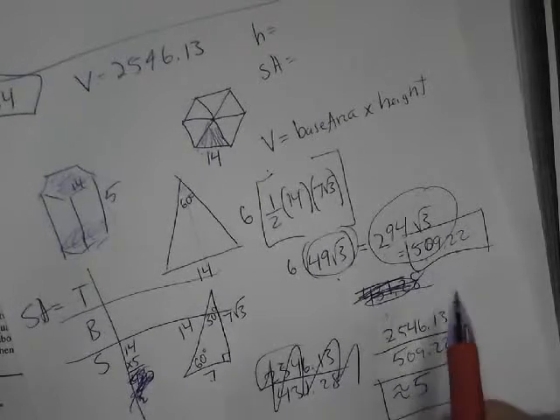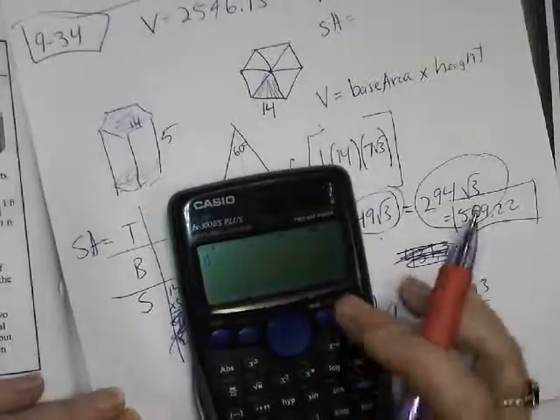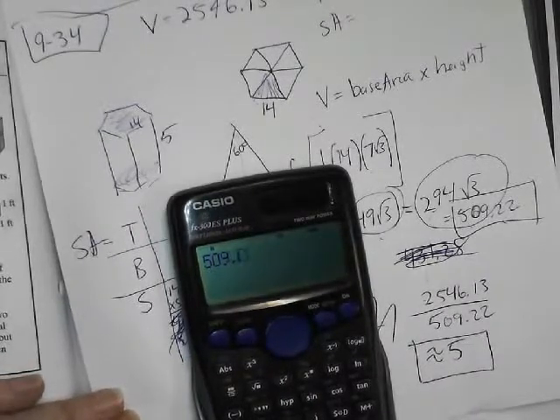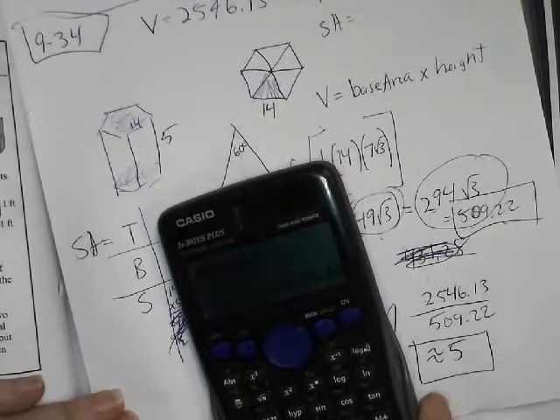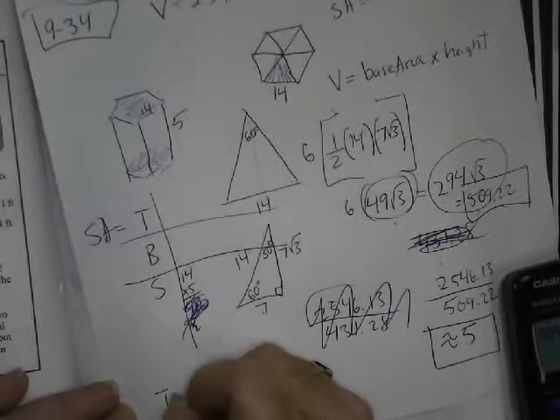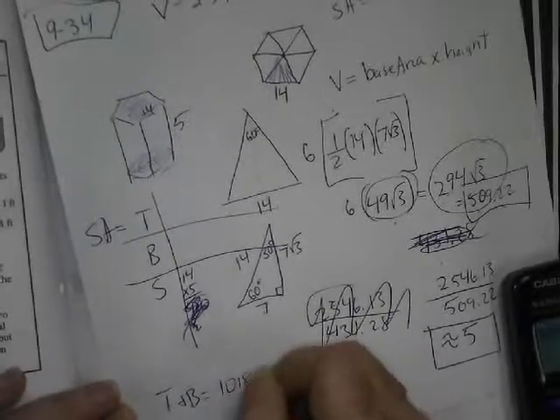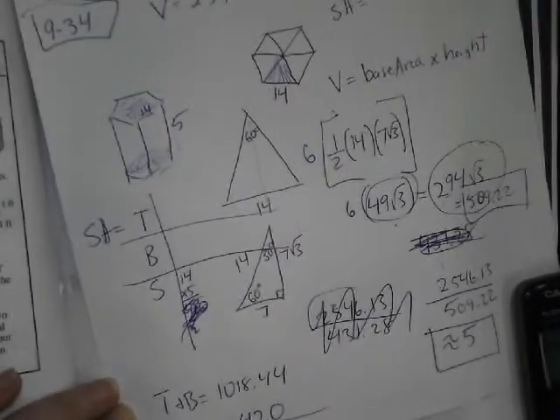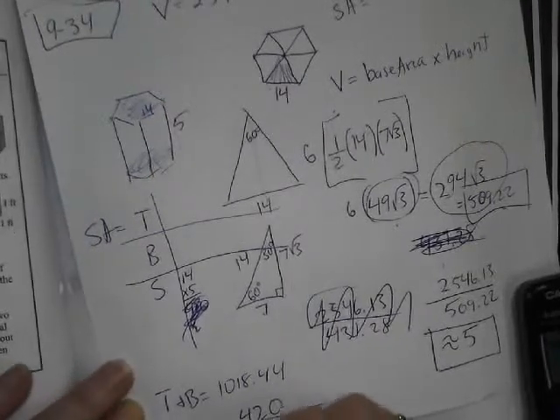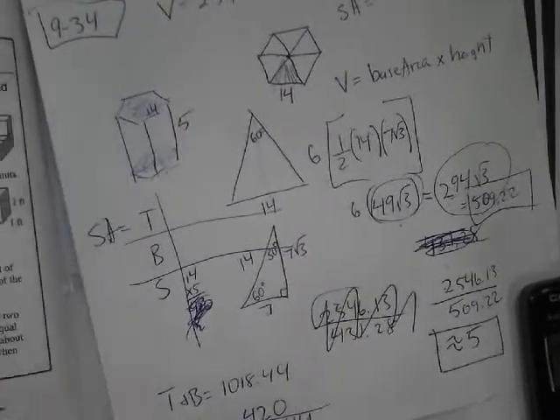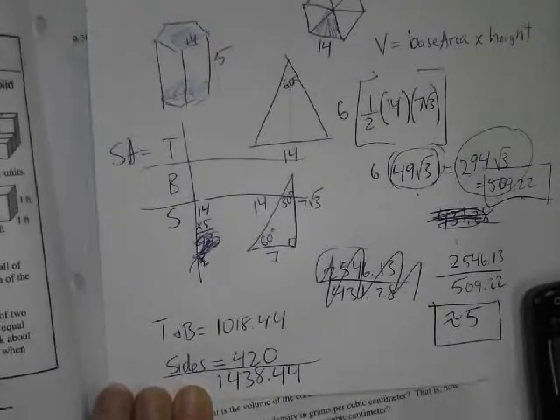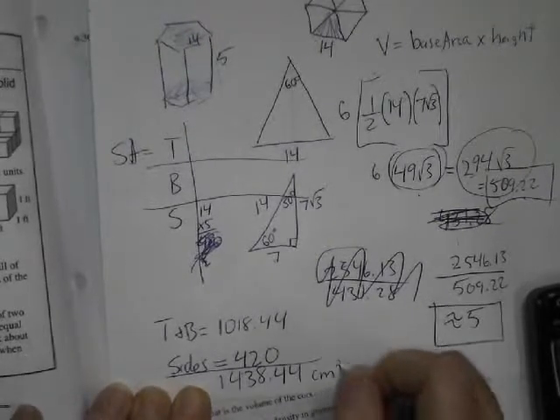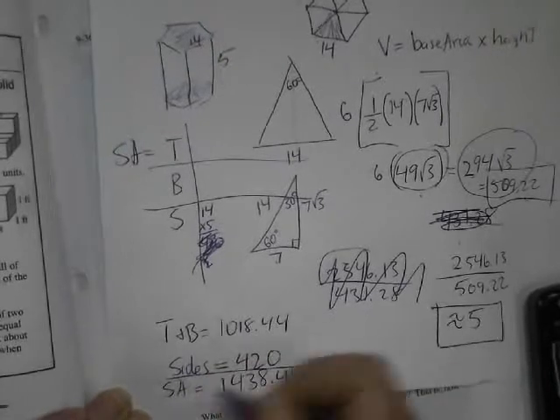Yes. 509.22 times 2 equals 1018.44. Add the 420 and then you get 1438 point something. Let's see if you both got the same answer. Yes, they got the exact same answer. That's the surface area. What are we doing next?